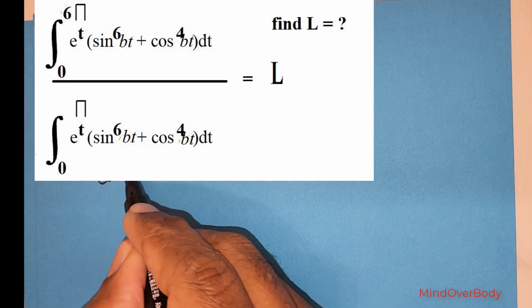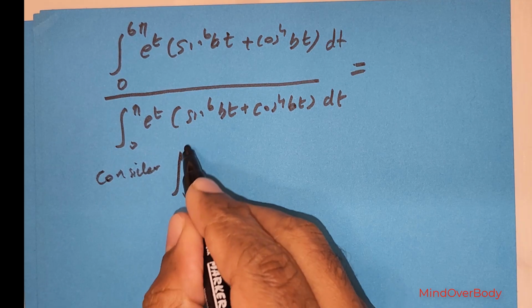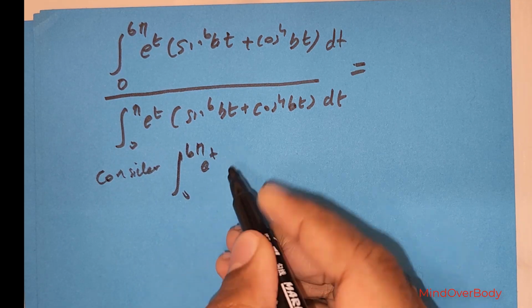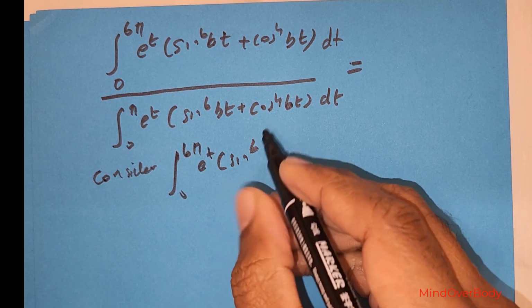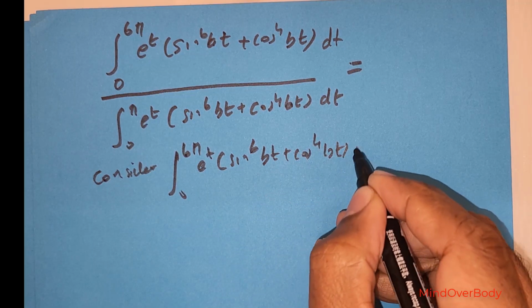We are expected to integrate this. First, let me consider the integral from 0 to 6π of e^t sin^6(bt) + cos^4(bt) dt.